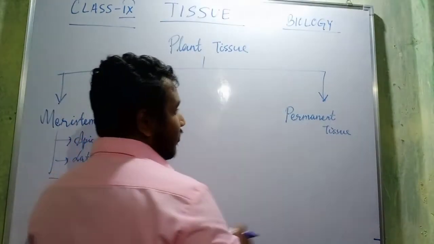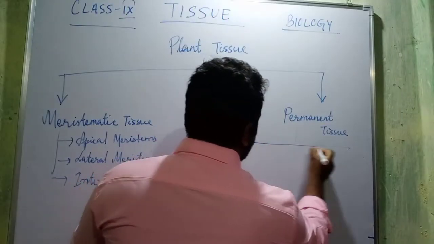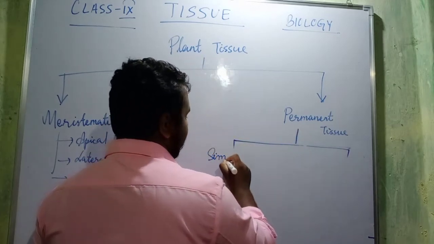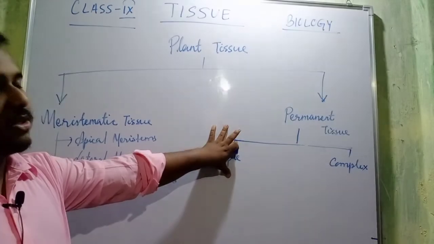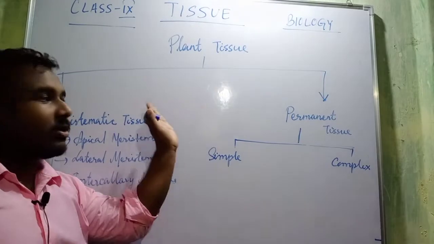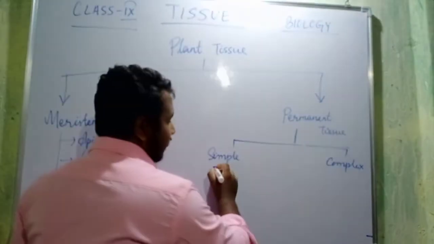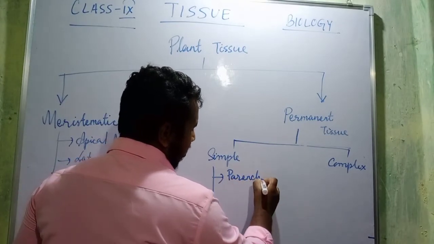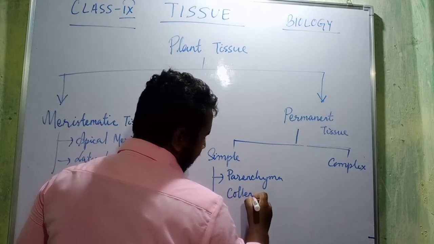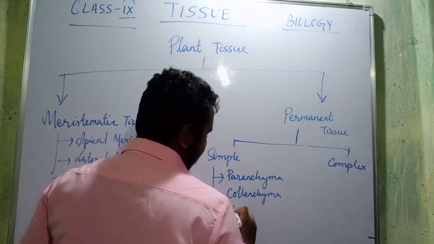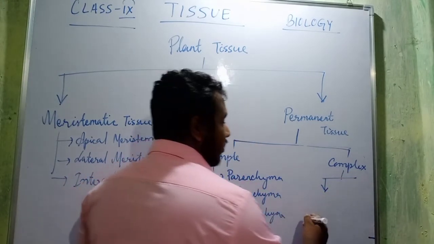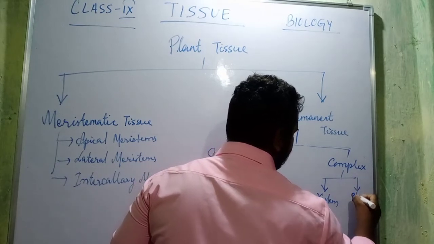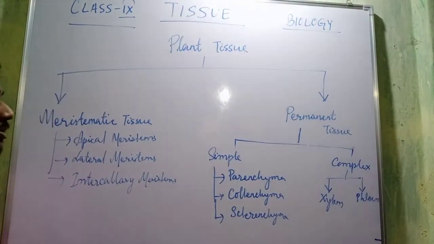Whereas permanent tissue is basically of two types: simple permanent and complex permanent. In simple permanent, meristematic tissues whose growth has stopped are converted into permanent tissue. Simple permanent tissue is of three types: parenchyma, collenchyma, and sclerenchyma. Complex permanent tissue is only of two types, called vascular bundles: xylem and phloem. So this is the basic division of plant tissue.